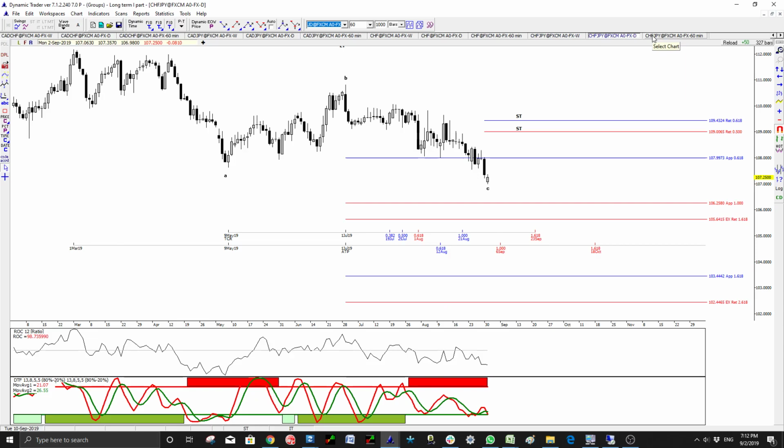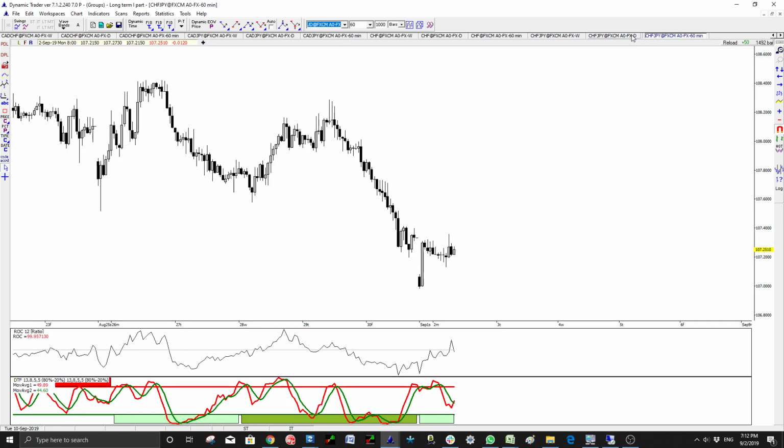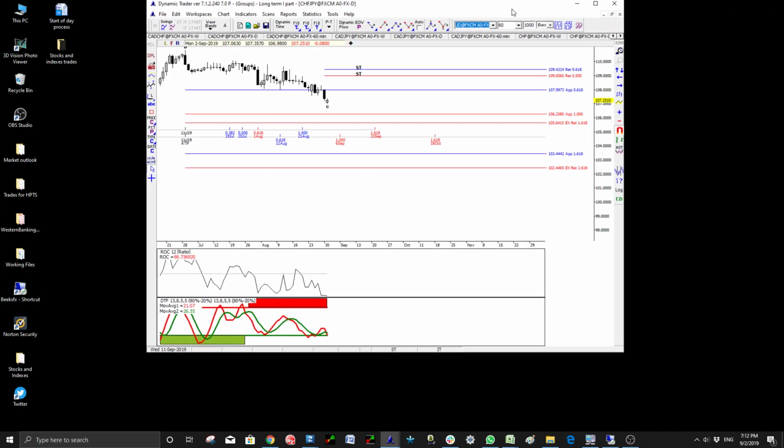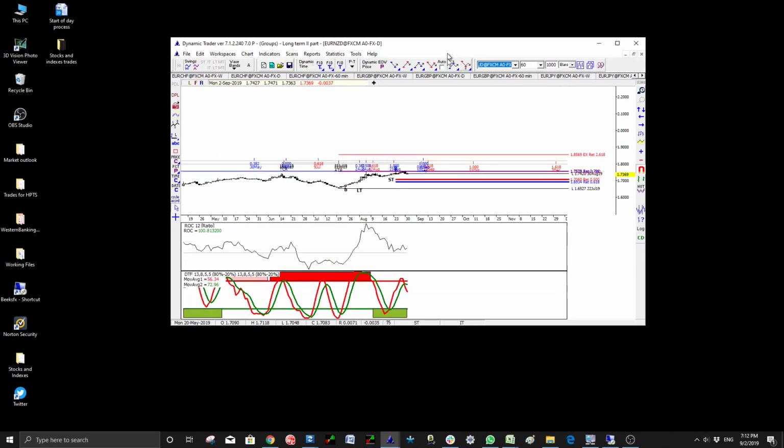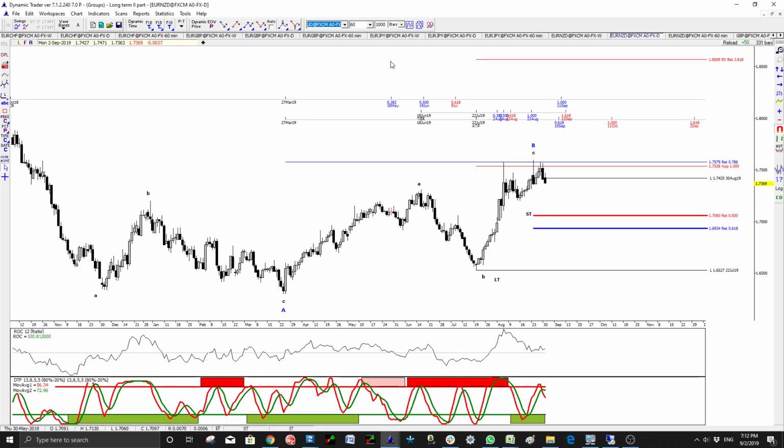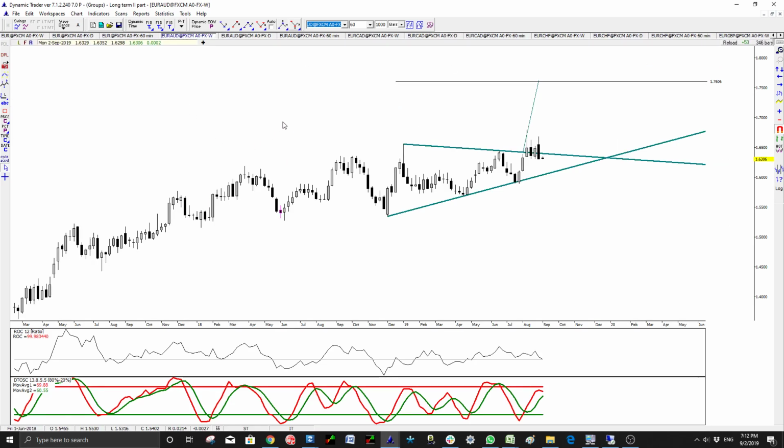The ones that moved a lot and gave me the best opportunity were the euro currency pairs, so the euro and all the other ones, and the pound currency pairs. I would start with euro Aussie dollar. This is a currency pair I've been watching for a few days now, and it's a trade I'm following to take very soon.